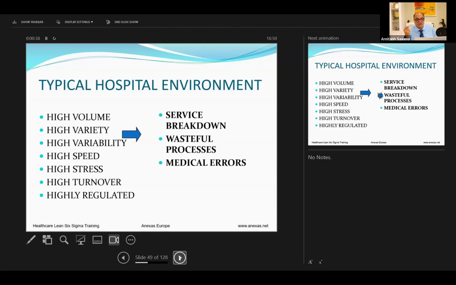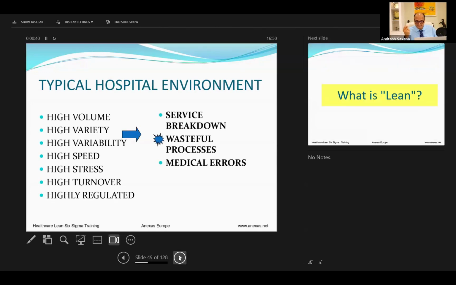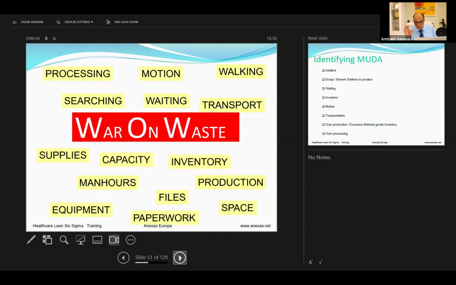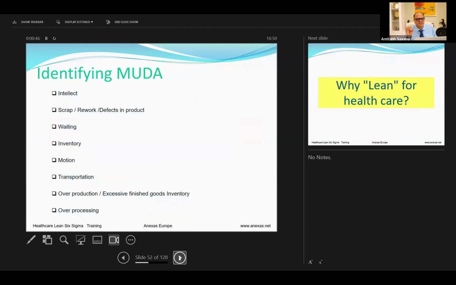I'm going to talk right now about wasteful processes. So what is lean? Lean is one module in your CPHQ syllabus as well, so I'll cover it very briefly. There are 7 wastes: waste of intelligence, waste of defects, waste of waiting, waste of inventory, waste of motion, waste of transportation, waste of overproduction, waste of overprocessing. I'll give you some examples.